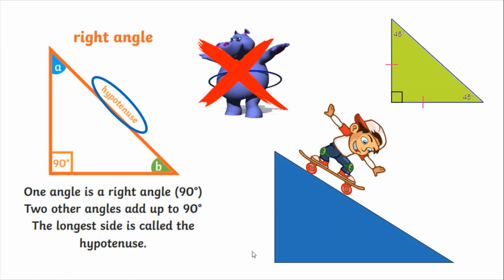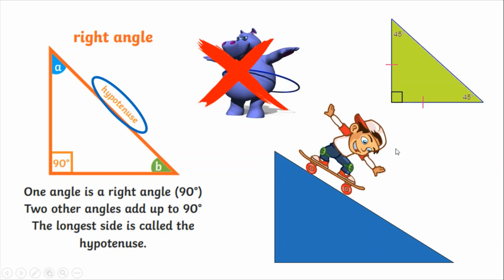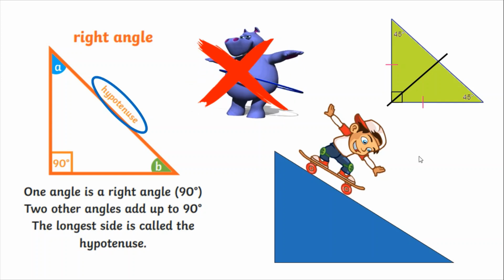Now, this triangle reminds me a little bit of a skate ramp. Remember, it might not be this way up, but when it is this way up with the right angle in the bottom left, it reminds me of a skate ramp. Similar to the isosceles triangle, it has one line of symmetry. So a right angle triangle, don't really need a fancy way to remember that name because it just has a right angle in it. So you're looking for a triangle with a perfect corner. No dancing hippos, remember. The hypotenuse.